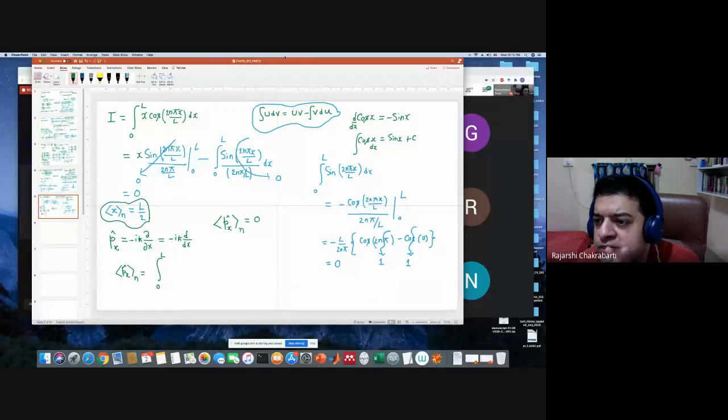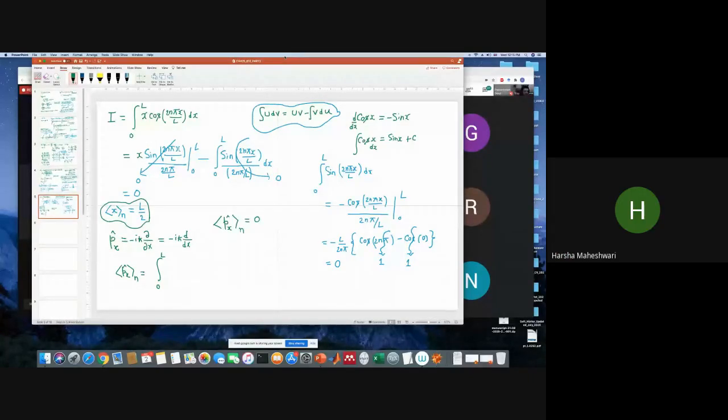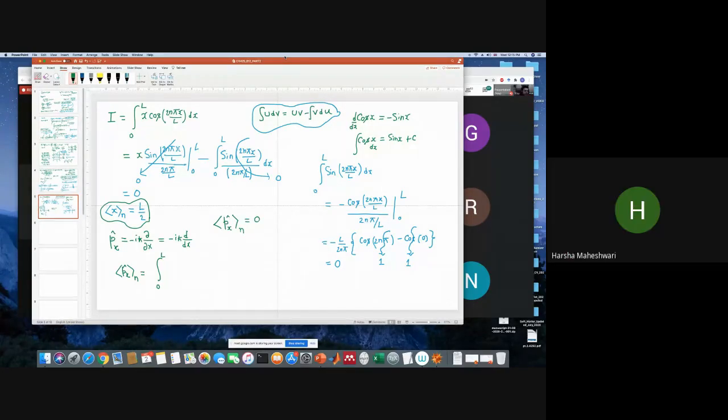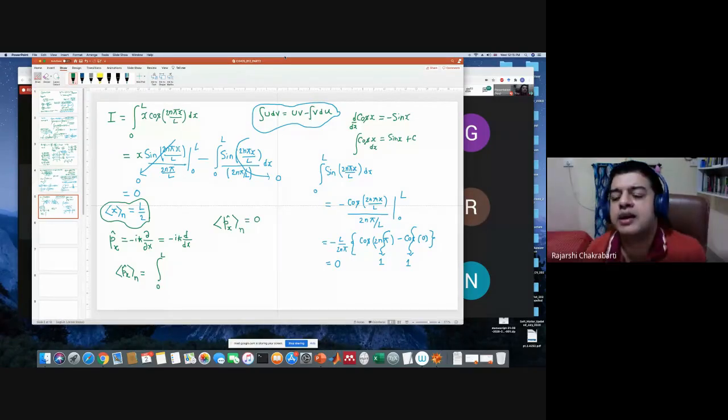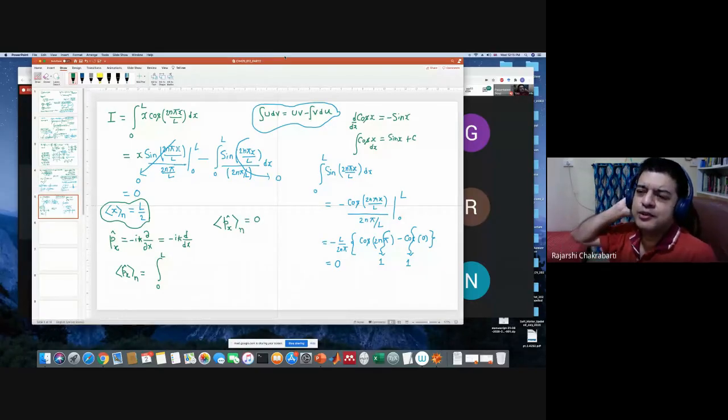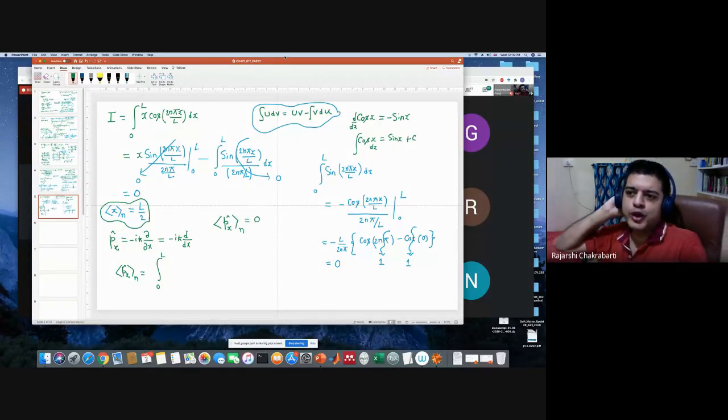Sir, what is the meaning of average x equal to 0? There is no average x equal to 0. It is L by 2. So if we take it from minus L by 2 to plus L by 2, then average x is equal to 0. So you don't take that value so seriously. That is your coordinate system.